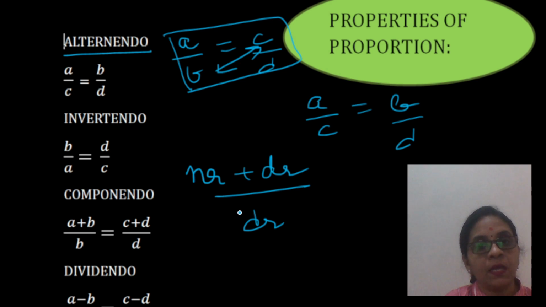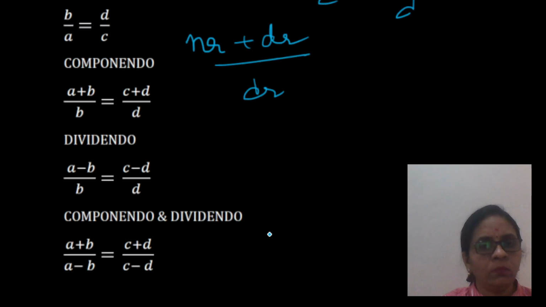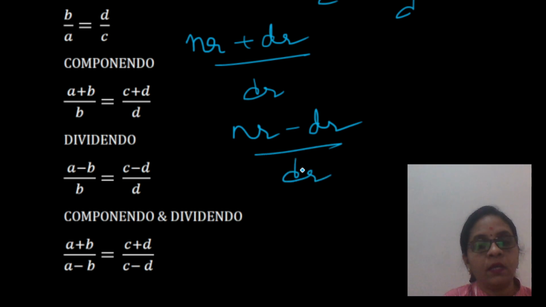So (A plus B) by B is equal to, the same thing applied to the other side also, (C plus D) by D. That is componendo. Dividendo also is similar, children. It is numerator minus denominator by denominator. This is dividendo. Okay. I hope this is clear.